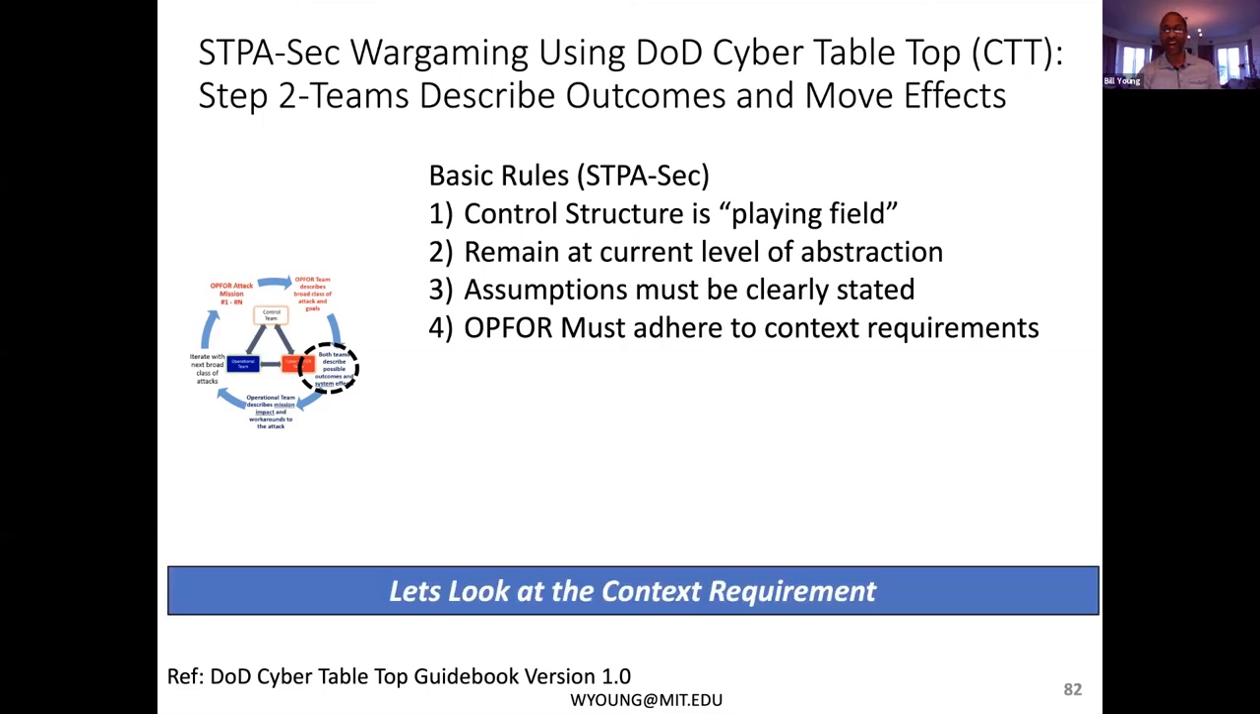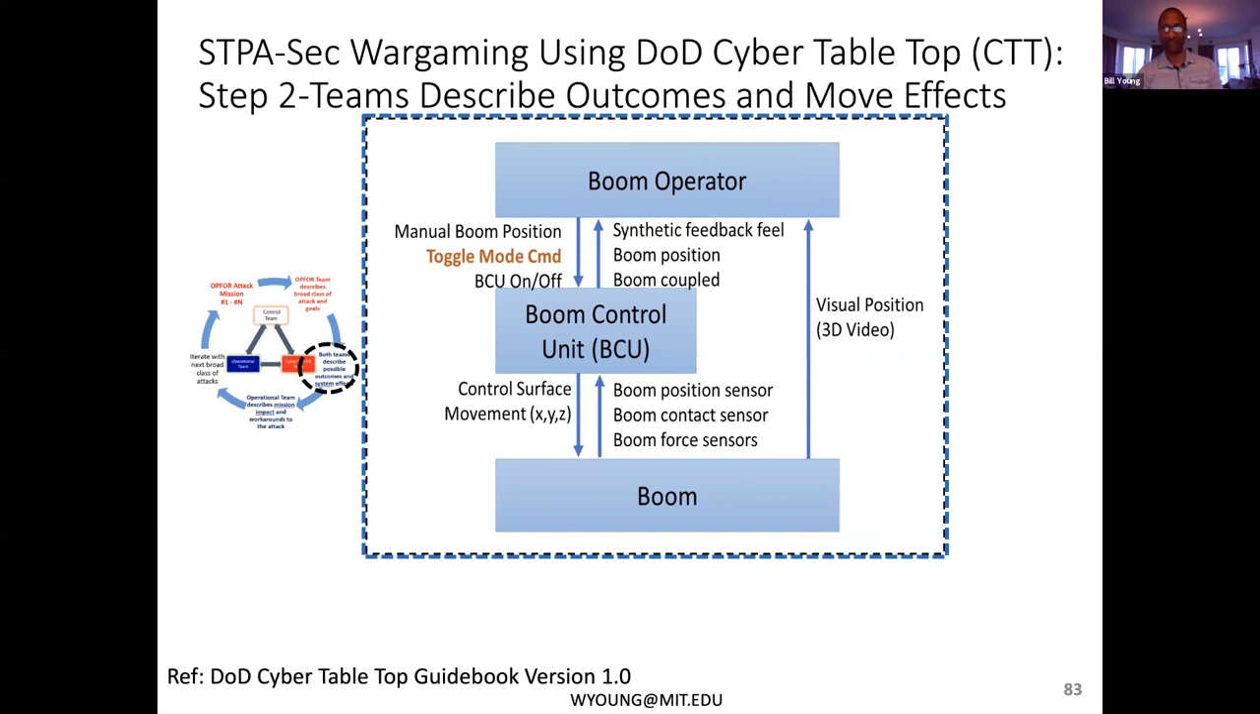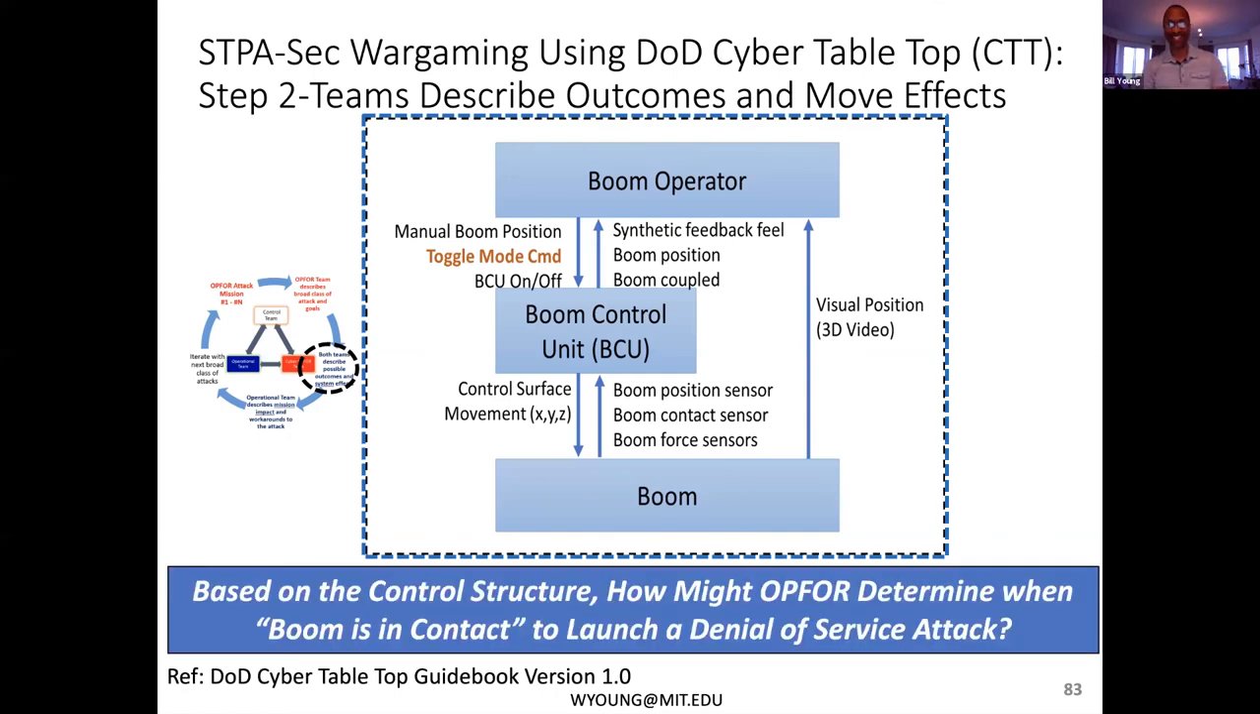So now let's look at context as an example. How might the OPFOR determine, we already said that the OPFOR to launch an attack wants to do it when the boom is in contact. Launch their denial of service when the boom is in contact. So what information is available to them to figure out how they could determine the boom is in contact? What do you guys think?